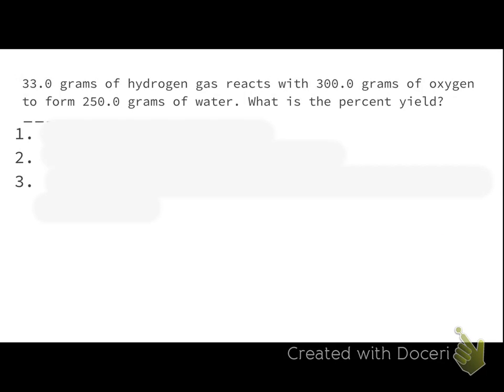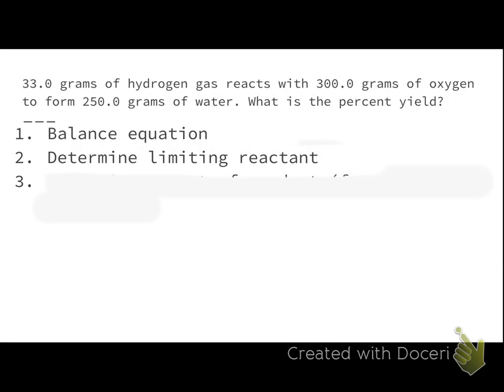All right, so a chemistry problem. We have 33 grams of hydrogen that reacts with 300 grams of oxygen to form 250 grams of water. What is the percent yield? Now, first thing that you have to do is write a balanced equation. We know that we have to have a balanced equation so we can use all of our stoichiometry relationships, so that's step one.